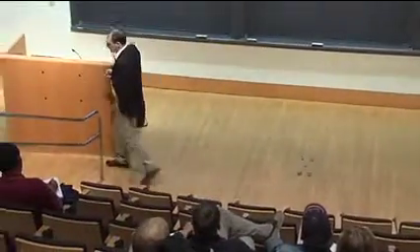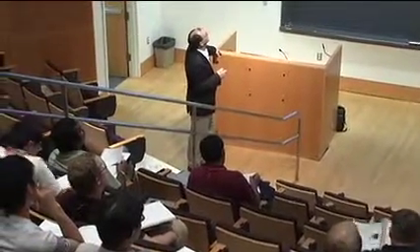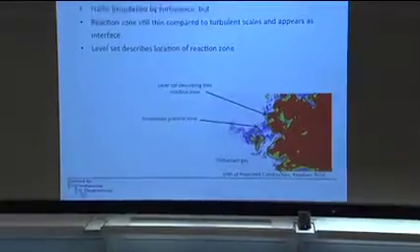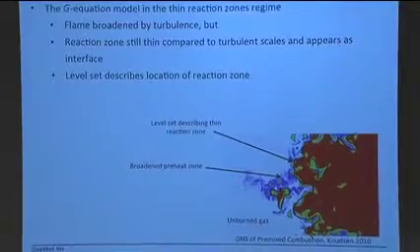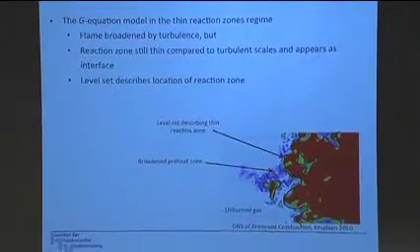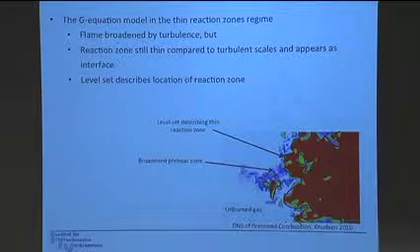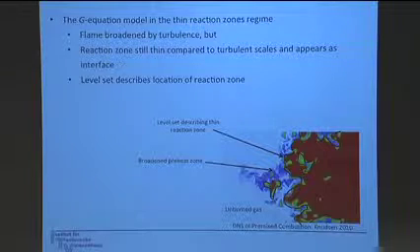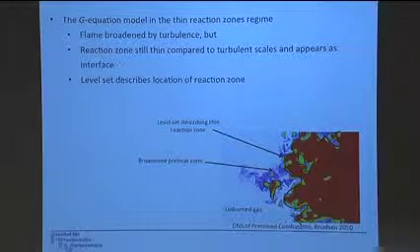Okay, so this is then how this looks. Just as an example, a little sketch. In the thin reaction zones regime, the flame is broadened by turbulence, but the reaction zone is still thin compared to the turbulent scales, and it appears as an interface. And the level set here only describes the location of this reaction zone. This is how this looks. I showed you this DNS before. And then look at the thick black line here. I drew this in this picture, so it's not perfect, but that's kind of all the G equation would be. And all the rest you have to come up with by other means.